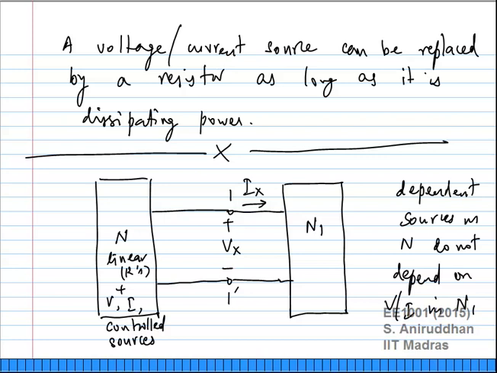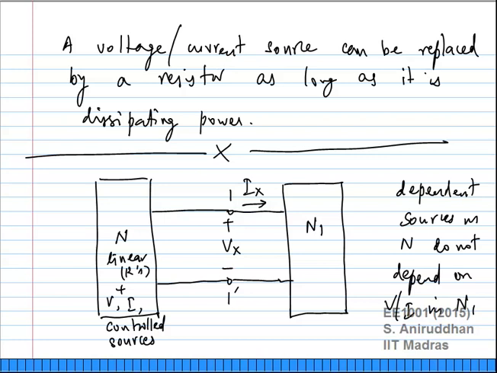some N and N1. Let N consist of a bunch of resistors, basically linear elements, plus some voltage sources, plus some current sources, and maybe even some control sources, and that network is connected to some other network N1 through these two terminals, 1 and 1 prime. And we said that this N1 could be anything.